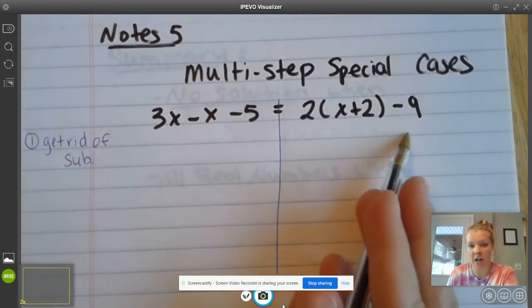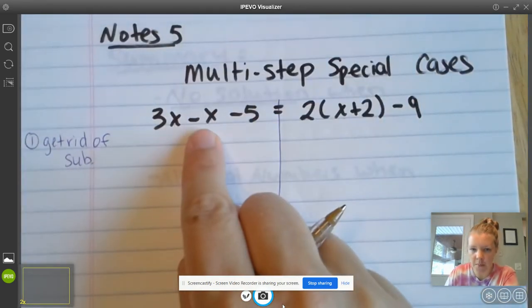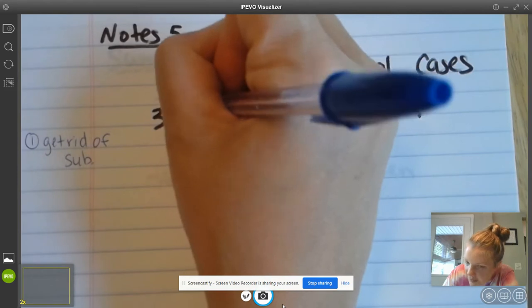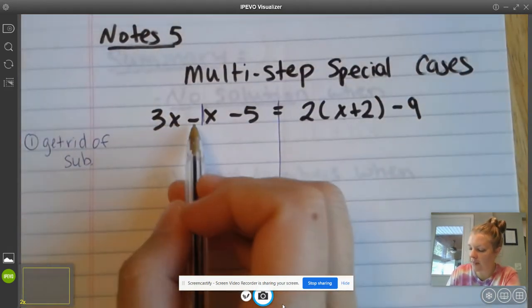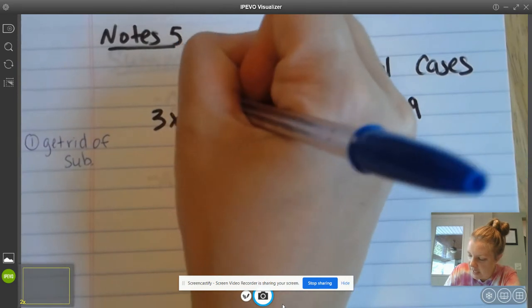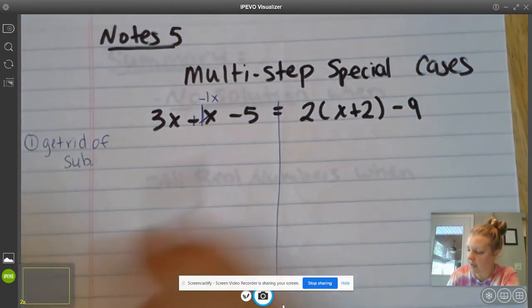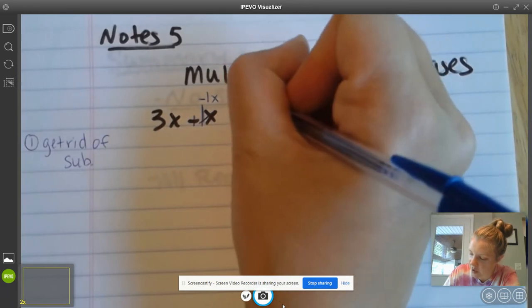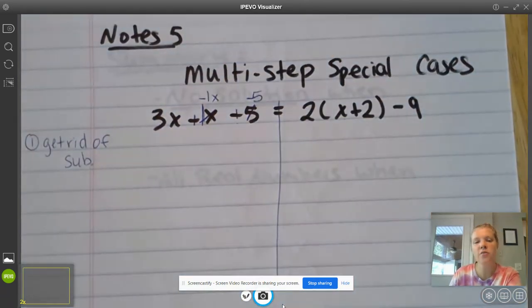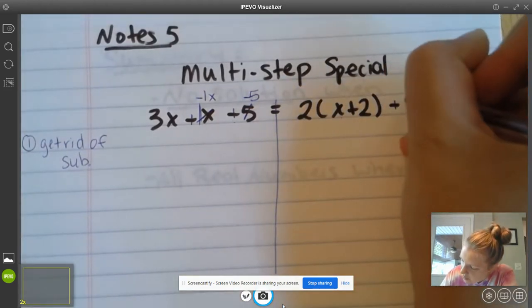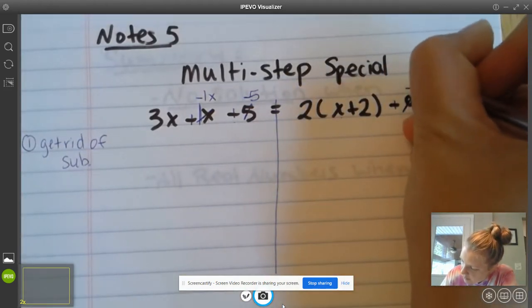I have lots of subtractions here. So this, remember what goes in front of the x when there's nothing? There's an invisible 1 there. And so I need to get rid of the subtraction by making this plus, and this becomes a negative 1x. And here's a subtraction, so I make this a plus, and we take the opposite of 5, which is negative 5. And I just write the new number above, and then I have one more subtraction, plus a negative 9.